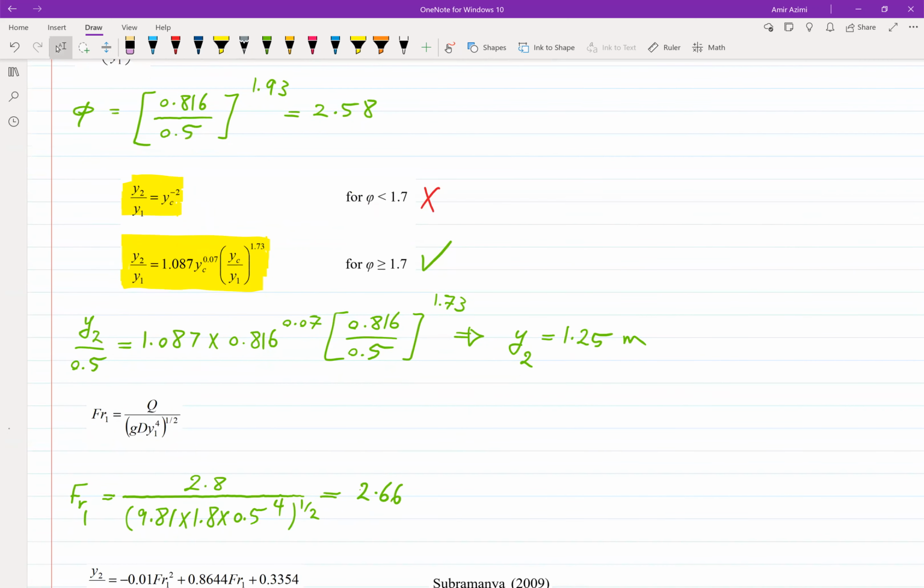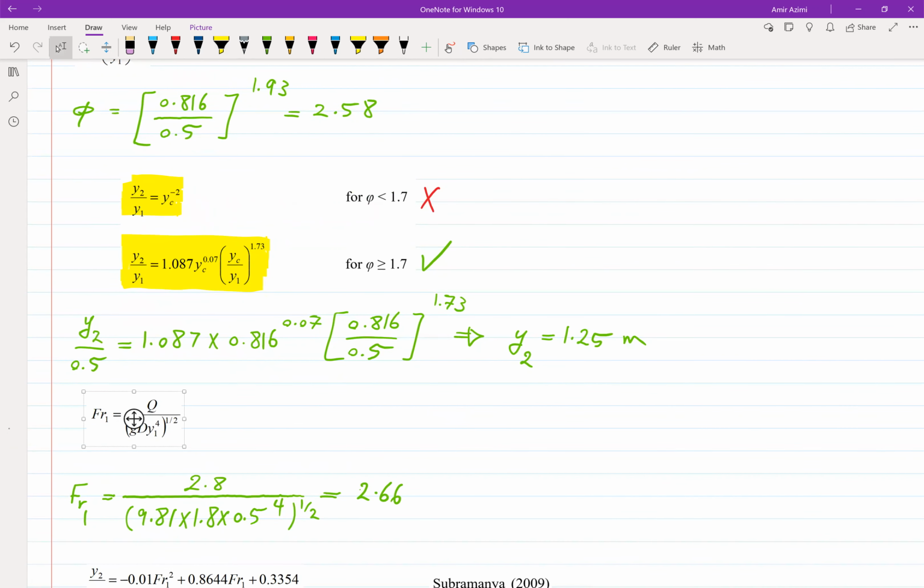For the second method, we need to determine the value of the Froude number at the upstream. The Froude number in a circular pipe is equal to Q divided by (g D1^4) to the power of 1/2. If you calculate, you will get 2.66, which is a weak jump, so it is classified as a weak jump. Then Subramania provides a polynomial equation, a very straightforward equation, which is only a function of the Froude number. And you get Y2 equal to 1.28 meter. So you see that it's only 3 centimeter different from the previous equation.